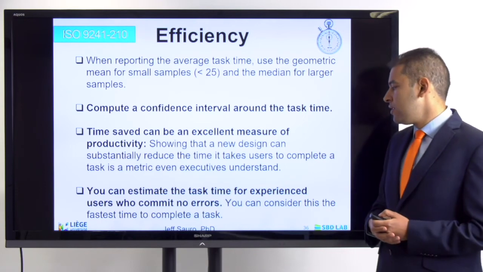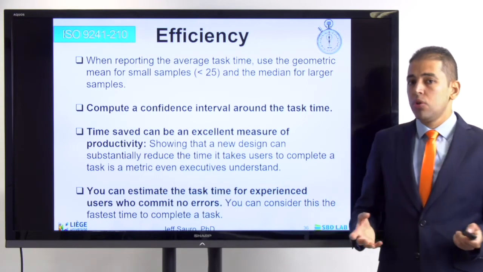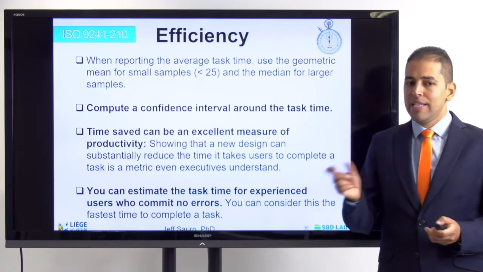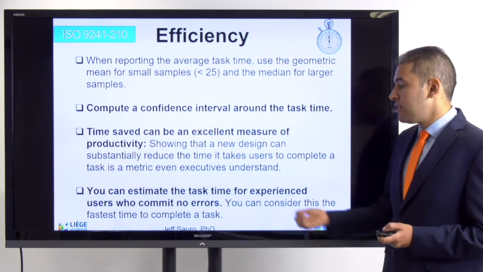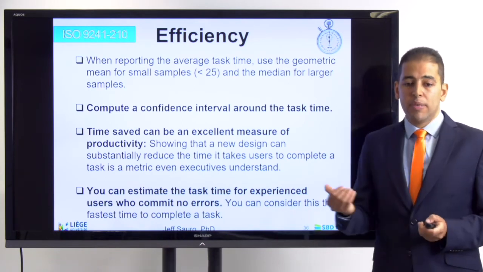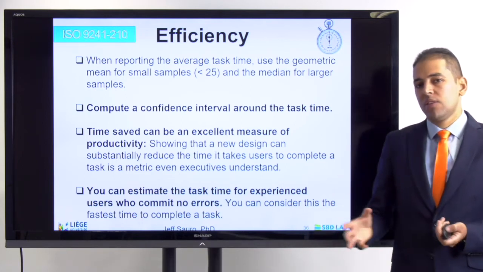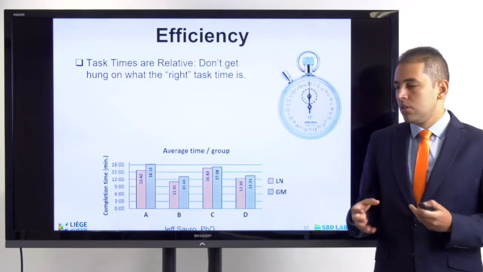You can estimate the task time for experienced users who commit no errors. It's also interesting to look at the people who did not commit errors and estimate the average time of completion, and you can consider this the fastest time to complete a task. Based on that, you can start to do some benchmarking and compare, to make sure that a task will take so long or so short, depending on the response.